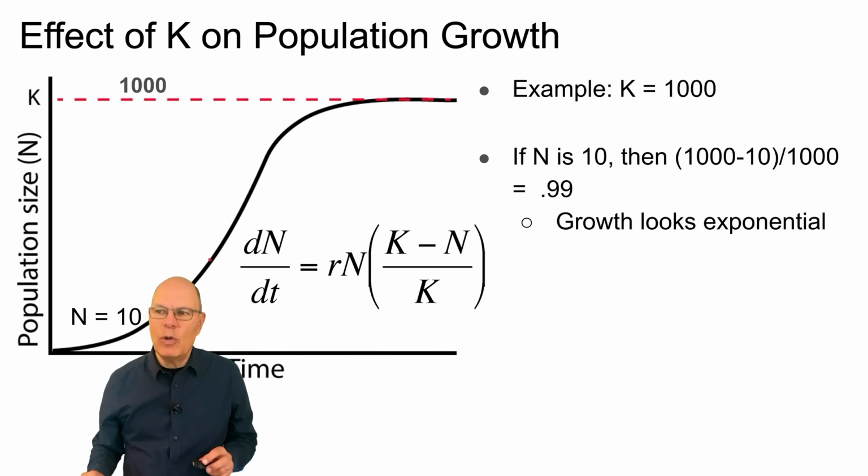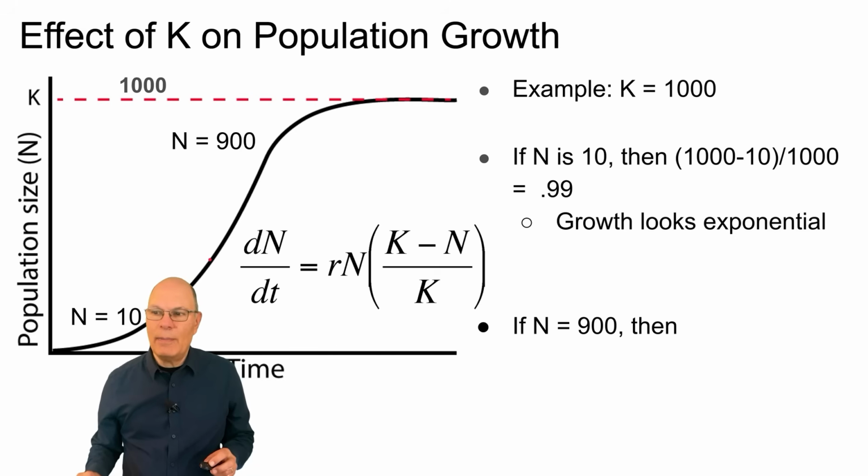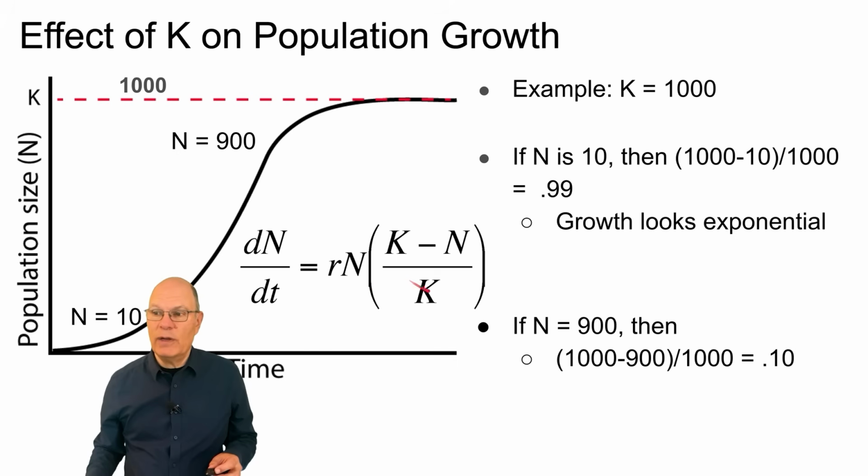But if we increase the population to 900, then look what this does to this expression, K minus N over K. It's now 1,000 minus 900 divided by 1,000, K minus N over K, and that's 0.10. So whatever our rate of growth would have been over here, we're now going to multiply it by 0.10, and that's going to cause growth to quickly level off. As we get to K, as population is equal to the carrying capacity, then population growth stops altogether.